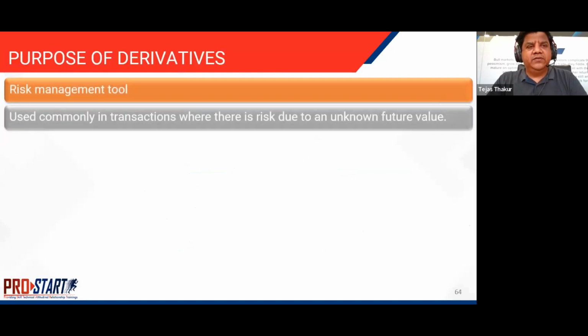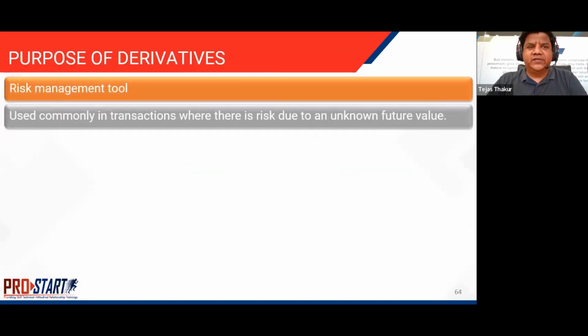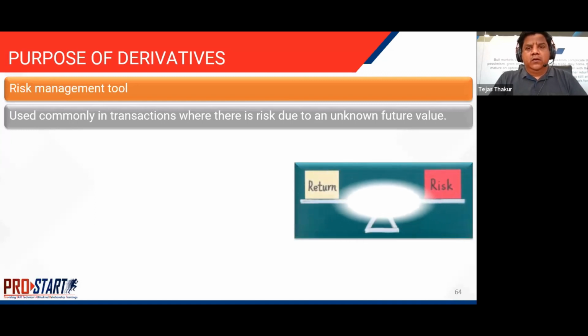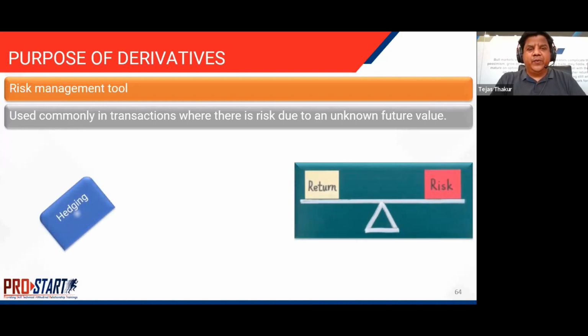What is the purpose of derivatives? It is used as a risk management tool, obviously. It is commonly used in transactions where risk is due to unknown future value. So this we have already said: I may be hedging my risk as a farmer in case of agricultural produce, as a trader in terms of stock broking, as an exporter or importer in terms of currency, and in interest rate cases as well in terms of cash flows. So it's basically the trade-off between risk and return.